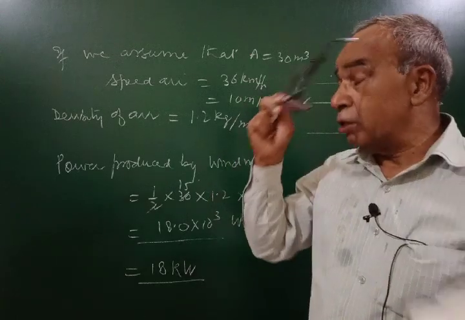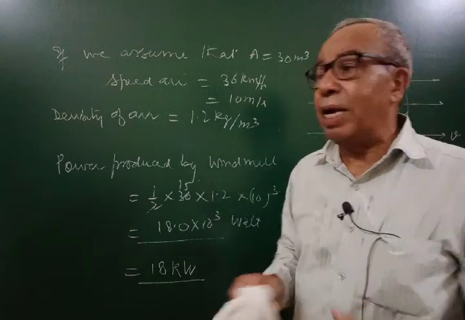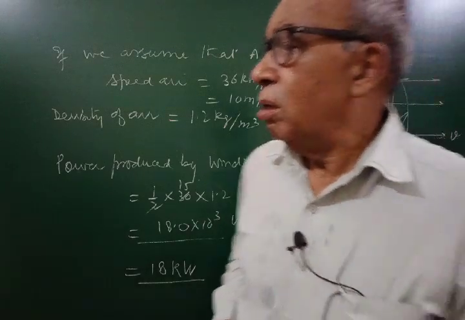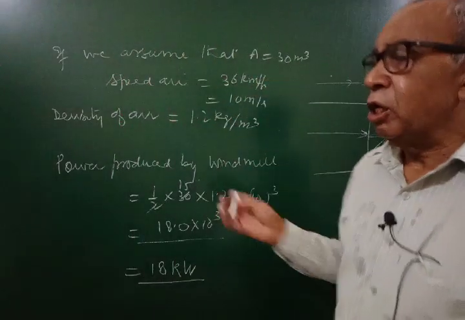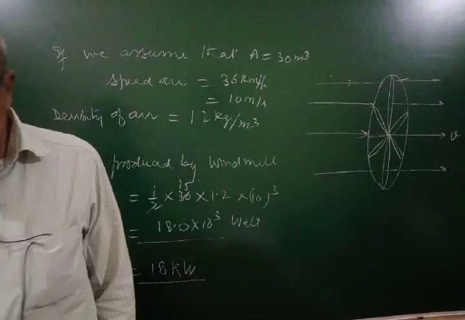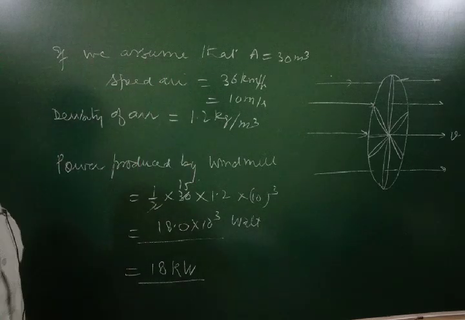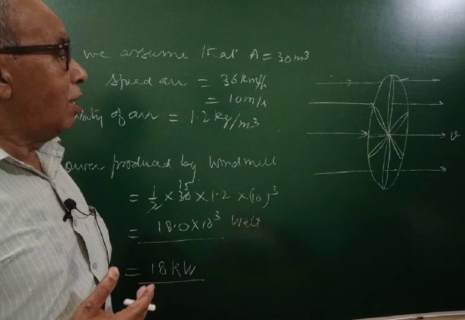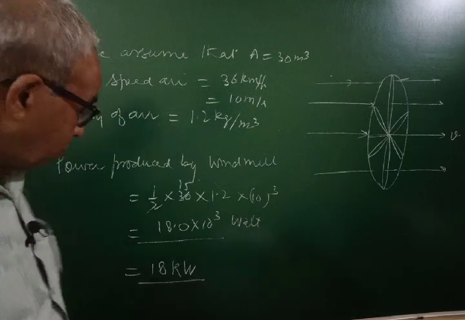The electric motors used to draw water from the well are hardly 10 or 15 kilowatt. So if that energy is converted to electrical energy and given to the appliances, we can use them.